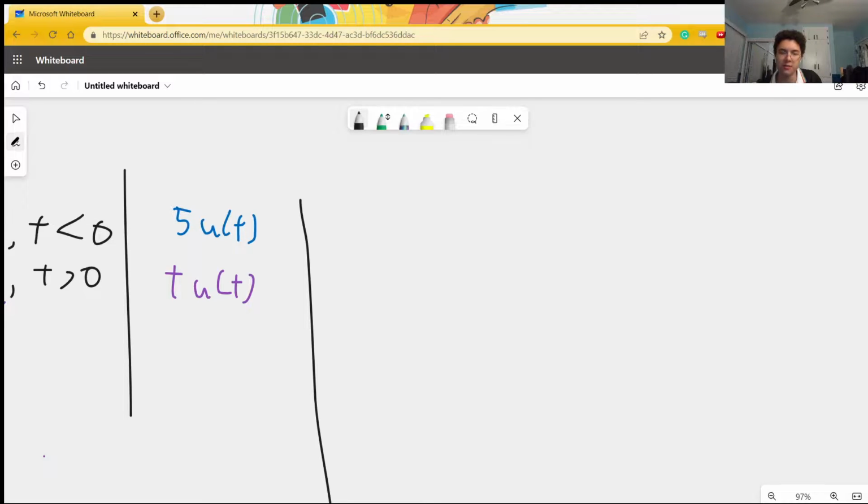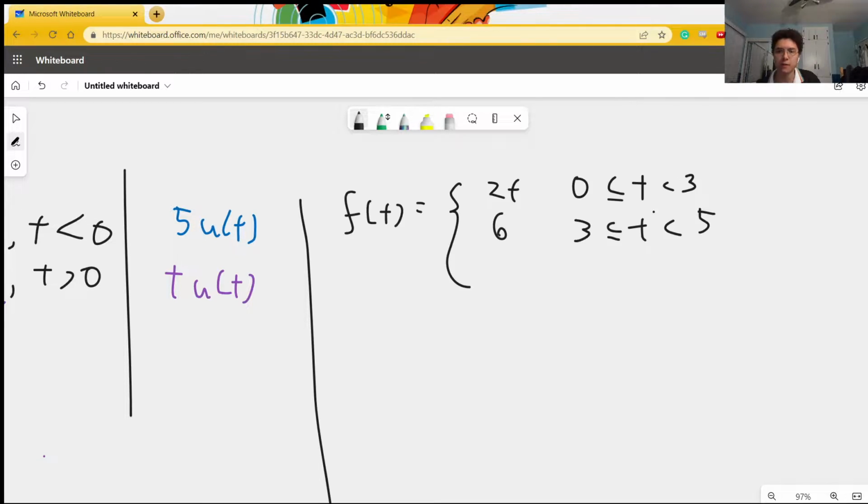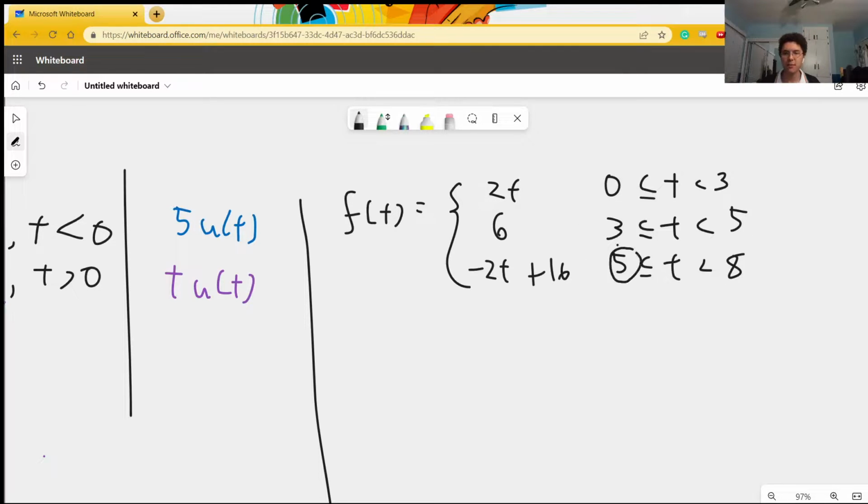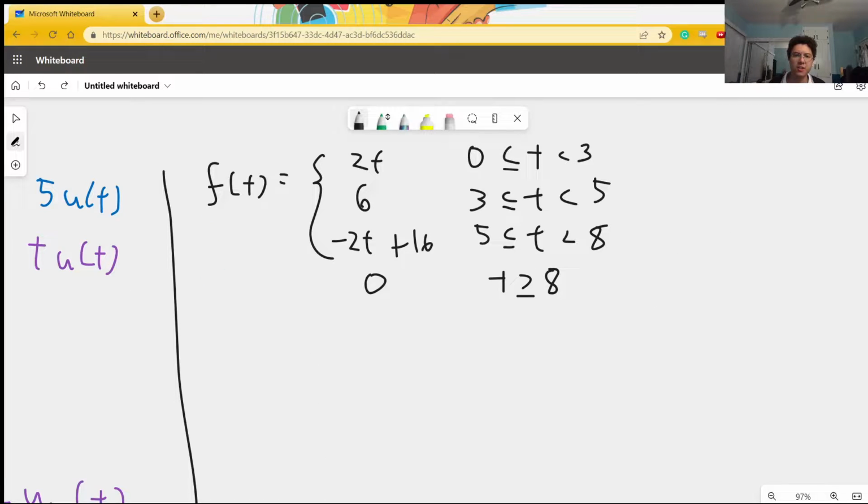For example, consider the following piecewise function. From 0 to 3 in time, it has the function value 2t. However, from 3 to 5, it has the exact value 6. From time equals 5 to time equals 8, it has the function value negative 2t plus 16. And when t is greater than 8, it has the function value of 0. We can represent this piecewise function by reading from left to right or from top to bottom.